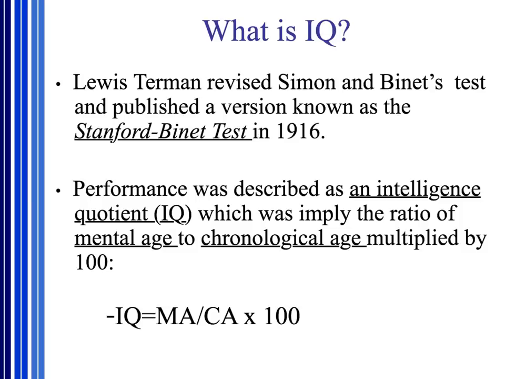So according to Lewis Terman, your IQ is equal to your mental age divided by your chronological age, multiplied by 100. Okay, so if your mental age and chronological age are average, which means they're the same, so if you're 8 years old, your mental age is 8, 8 over 8 is 1, times 100, your average IQ is 100. So that's how you get the score.